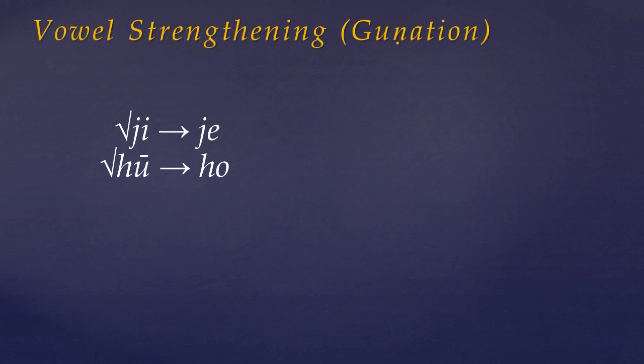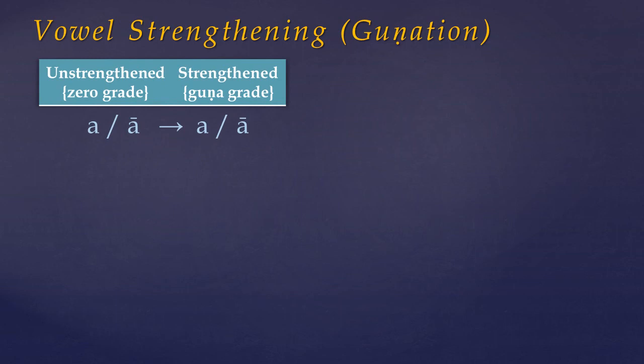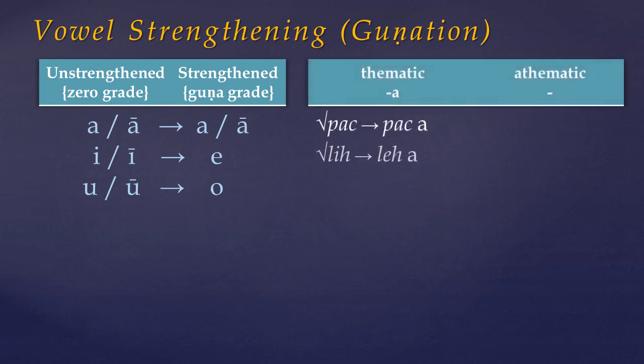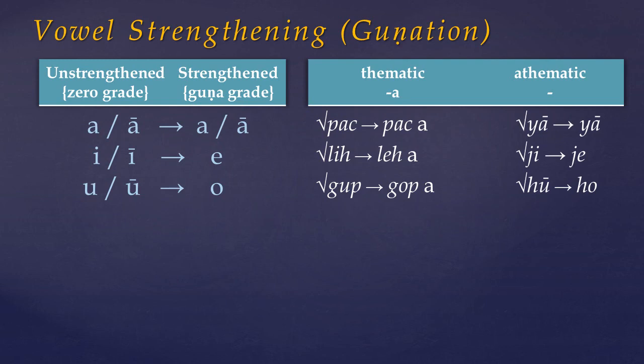Okay, stems of the first conjugation are formed thus. First you take your chosen root and strengthen its vowel, and this process is sometimes called gunation in Sanskrit. In the first conjugation, this process of strengthening only affects long and short I and U. The vowel A remains unchanged, but long and short I is strengthened to A, and long and short U is strengthened to O. In addition to this, some roots of the first conjugation are appended with what's called a thematic A, and conversely some don't, and these are termed athematic.